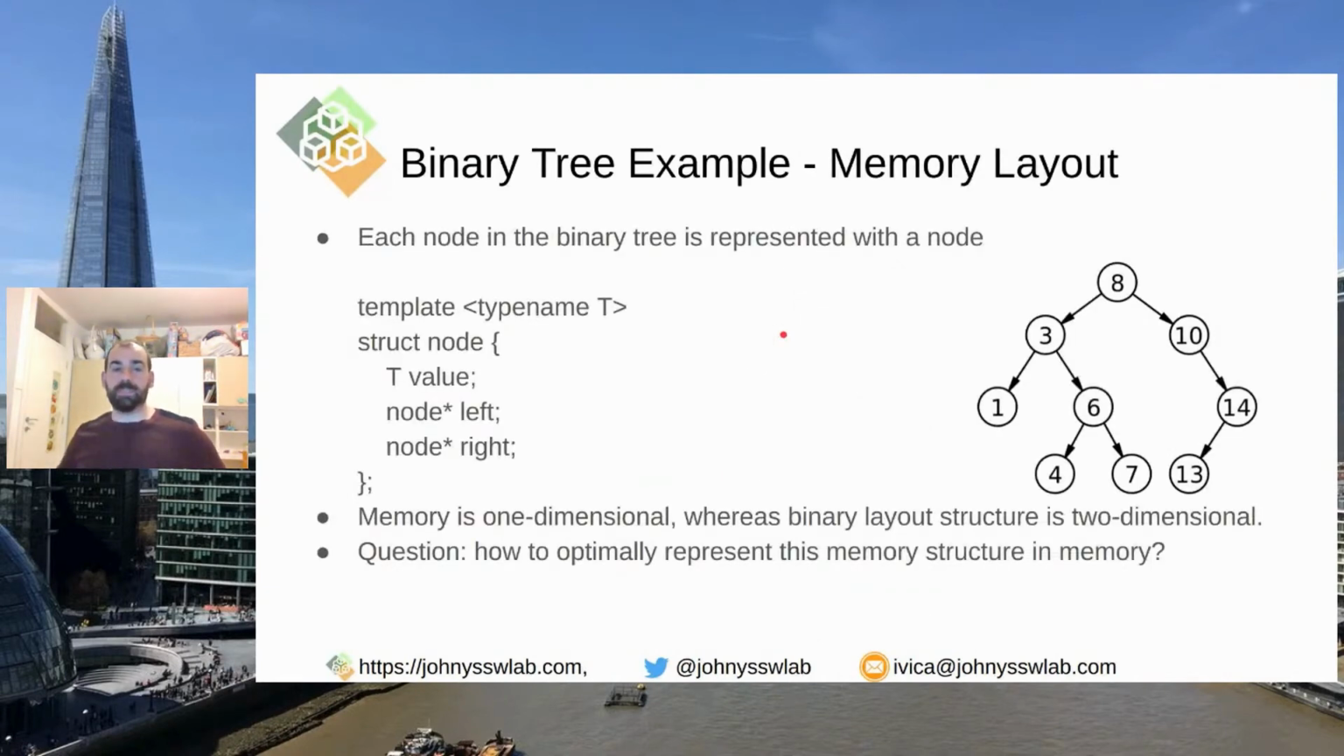So how do we represent this? We use a struct which has a value, left, and right. Now, what is the problem with binary trees? Well, memory is one-dimensional. It goes from left to right, and binary trees aren't. So what is the optimal way of laying out your data in memory to get optimal performance? How do we optimally represent this structure in memory?